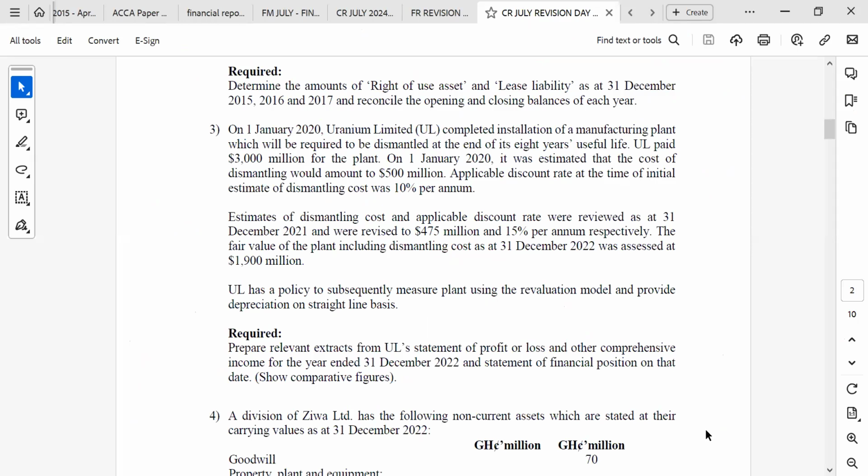They are saying that the estimate of dismantle cost and applicable discount rate were reviewed as at 31 December and were revised to 475 million and 15% per annum respectively. At 31 December, how many years do we have left for the assets? 6 years. Okay, we have 6 years. So it means that this 475 will be spent in 6 years' time, isn't it? This 475 now, which is given to us on 31 December 2021, will be spent in 6 years' time, isn't it?